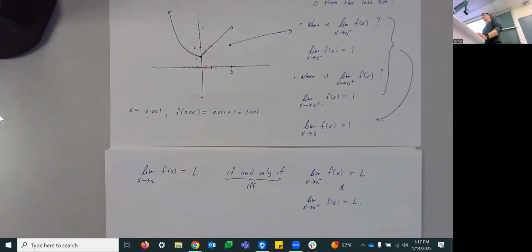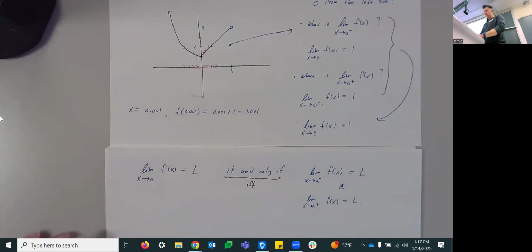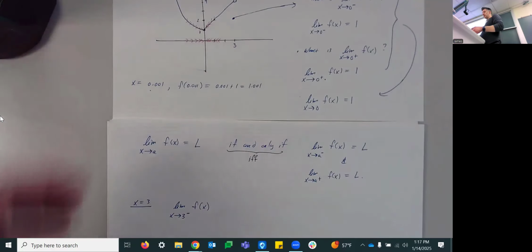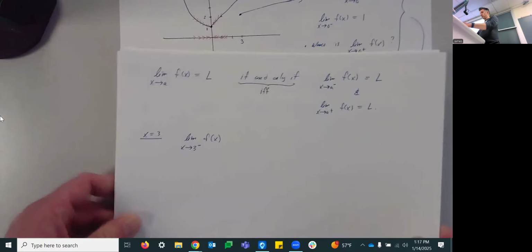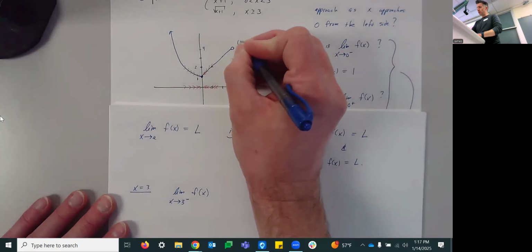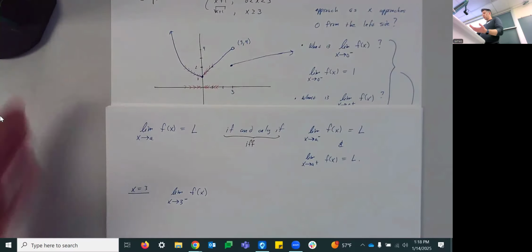On the other hand, let's look at what's going on at 3. So for x equal to 3, we're going to look at the limit as x approaches 3 from the left of f of x. And here's where that idea of closeness is going to be more important. I'll just label this here. This hole would be the point (3, 4), although it's not actually there.